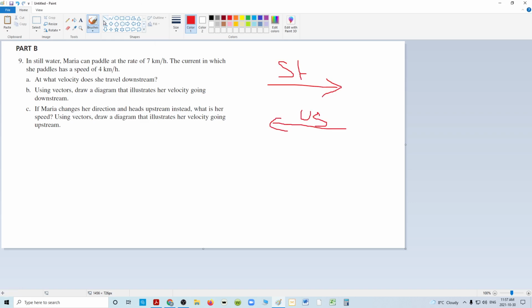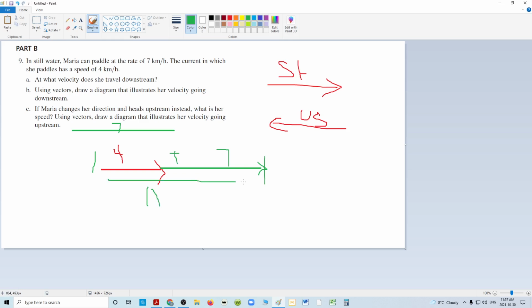against the stream. Downstream, the vector is in red, this. So the stream is moving this 4 no matter what. If Maria is moving with the stream, let's say this is Maria's vector here, 7. It all depends which way she's moving. If she's moving with the stream, we add them. Since it's the same direction, the magnitude from here to here is 4 plus 7, 11. So she moves with the stream, suddenly she's going 11 kilometers an hour.